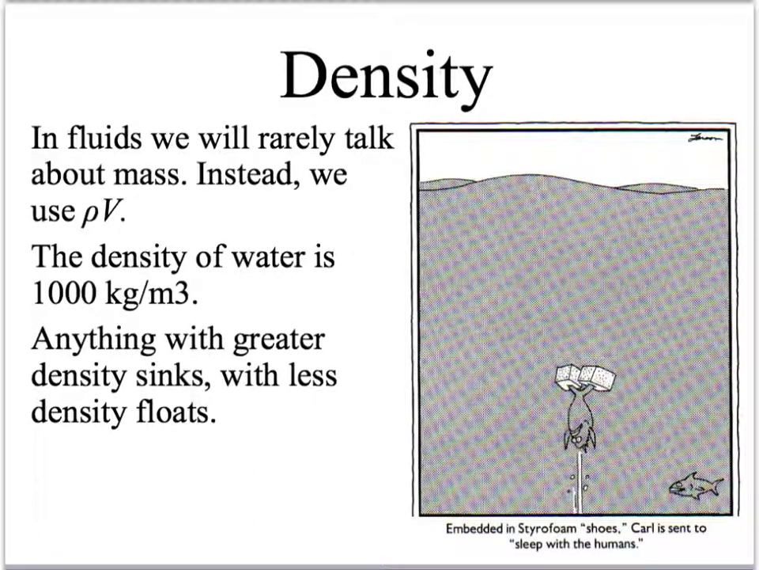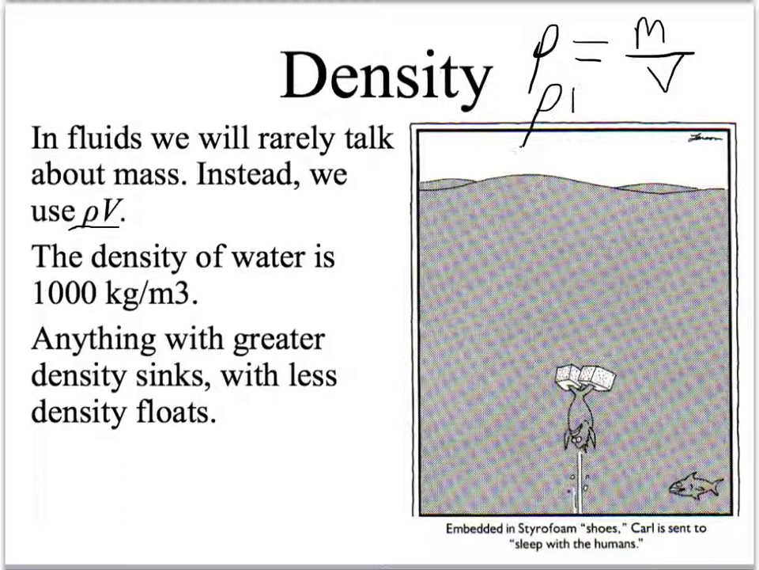When we're dealing with fluids, we usually don't talk about mass. Instead, we'll talk about rho times v. If you solved the equation rho equals mass over volume for m, we'd get rho v equals m. So this is mass, but because the volume of a fluid changes depending on your situation, we talk about rho v instead of just mass.